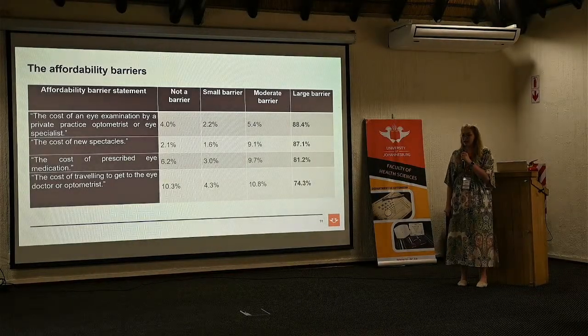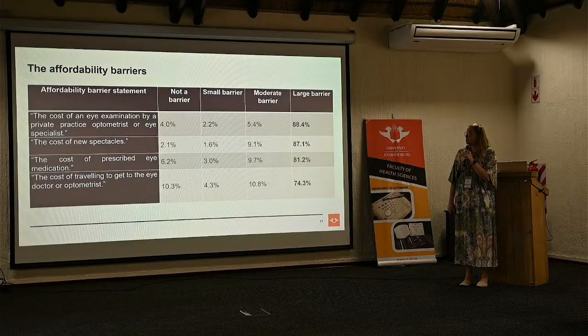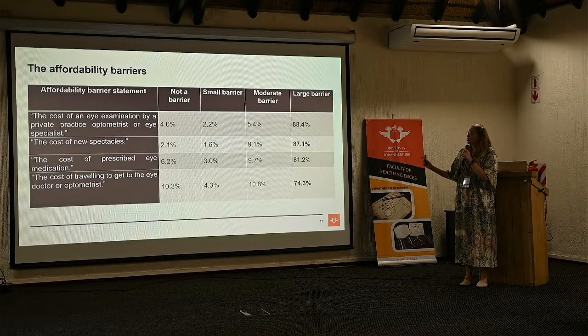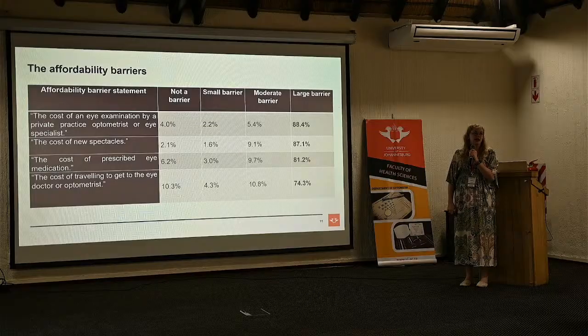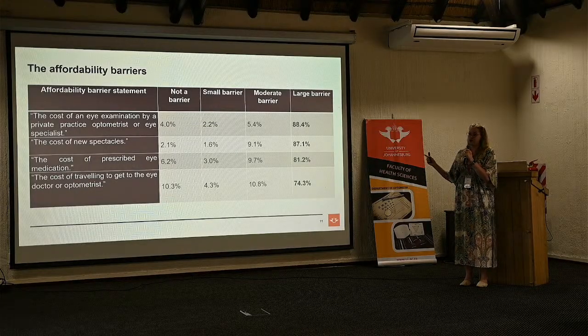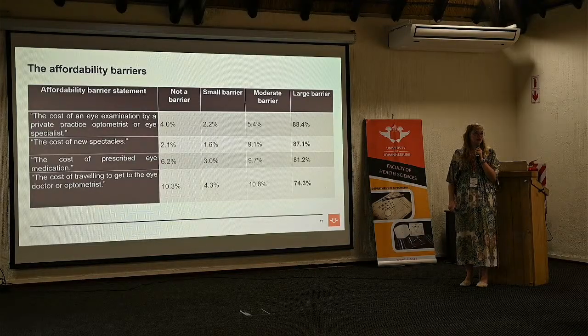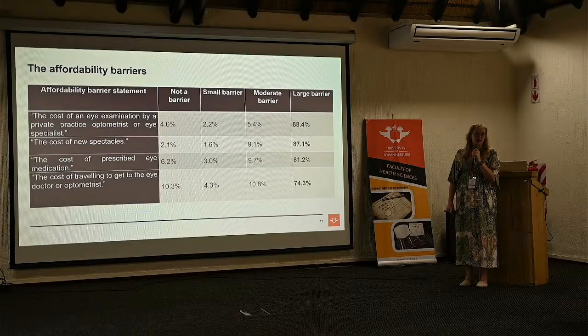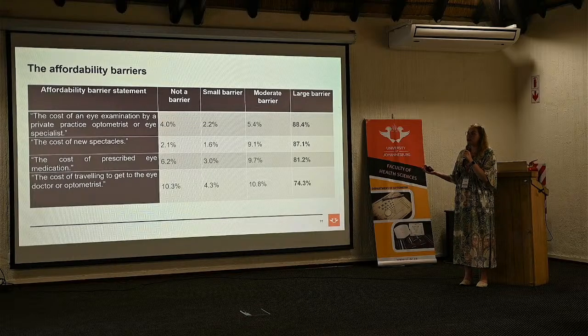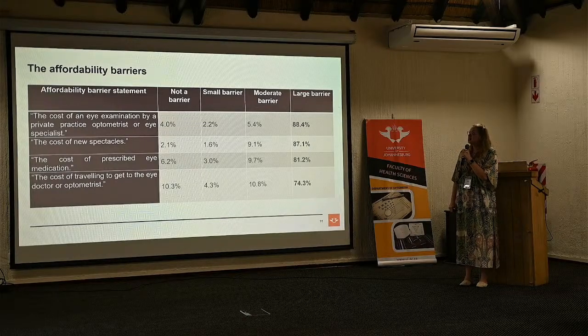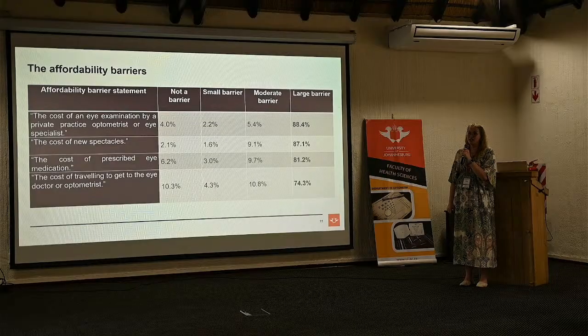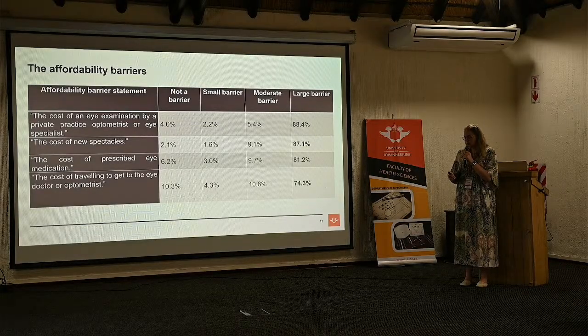The most prevalent, or the largest barrier that participants faced when accessing eye care was the cost of an eye exam by a private practice optometrist. Like we said, there aren't many in the public sector. For the years 2022 to 2024, there was only one optometrist in the whole province in the public sector. So many patients were forced to visit a private practice optometrist, which is unaffordable to nearly 90% of them. The cost of new spectacles was also very high, and the cost of medication and transport.